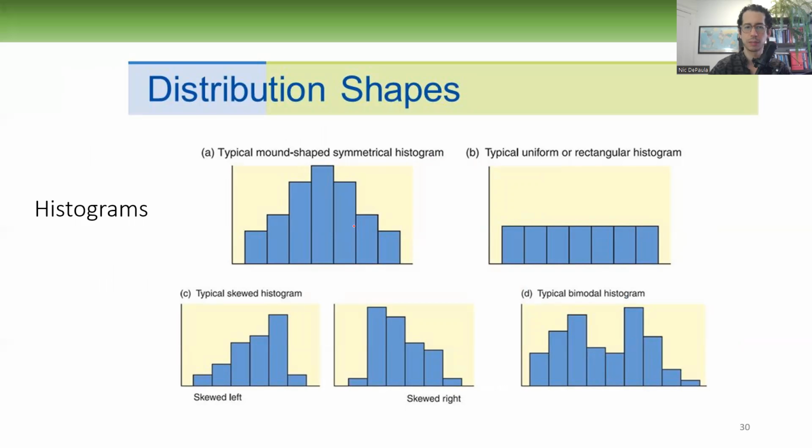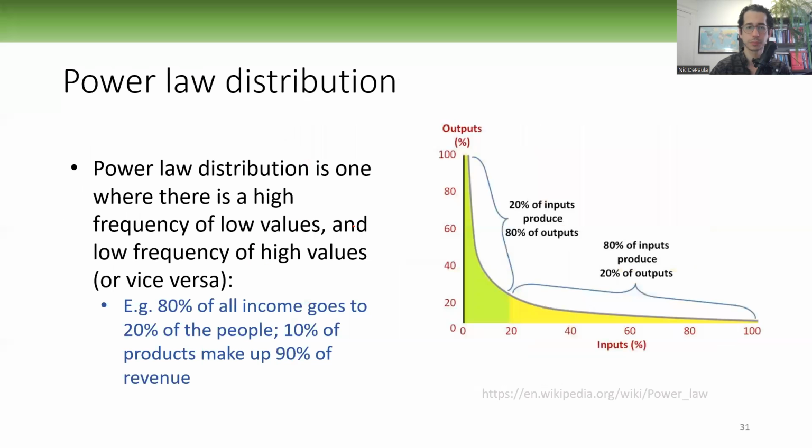Here's just the same graph focused on the same histograms. Another kind of distribution it's important to talk about, especially when we're talking about social media data and various kinds of natural events, is the power law distribution, which are highly skewed distributions. So power law distribution is one where there's a high frequency of low values and a low frequency of high values, or vice versa.